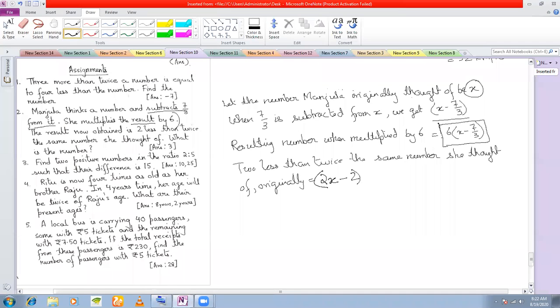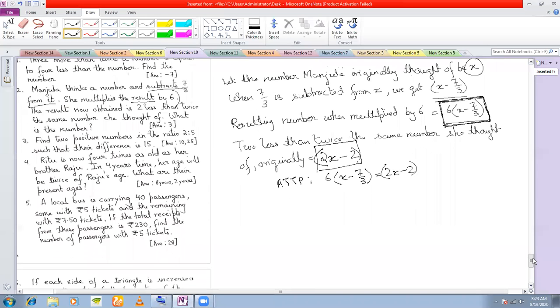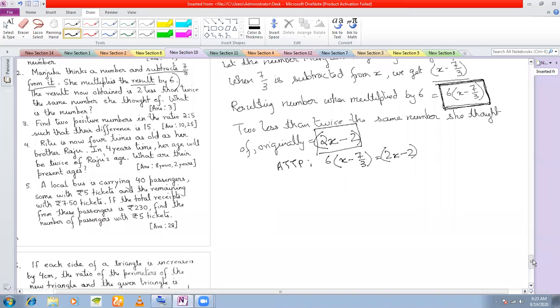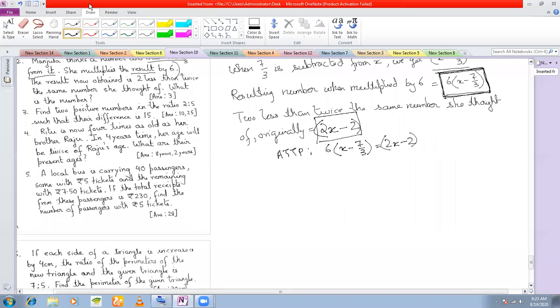So what happens here? The number she obtains as a result, when a number x she thinks of, she subtracts 7 by 3, then multiplies by 6, is the same as 2 less than twice the number she thought of. So according to this problem, these two must be equal. So this is your equation that you will get. Solve this equation to get your answer. Let us see the next one.